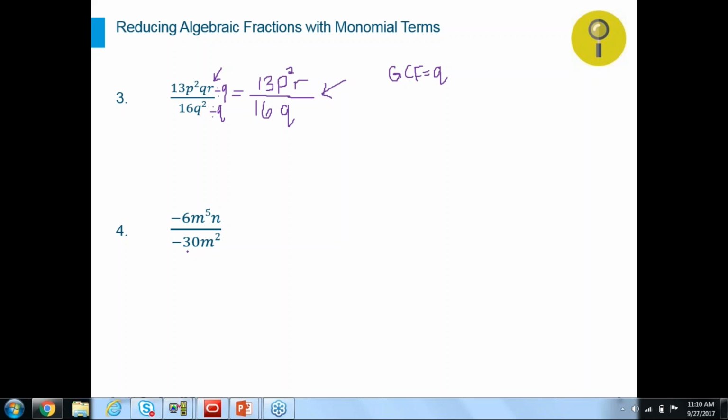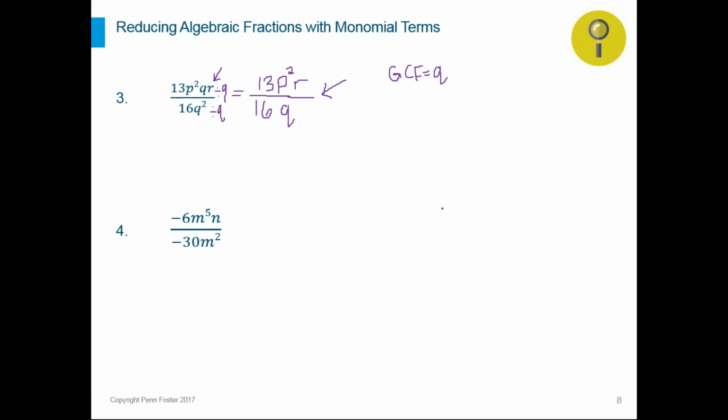Last question on this topic, and this is the one that's going to answer your question. Negative 6 m to the 5th n over negative 30 m squared. As for numbers, I'm looking for the greatest common factor between 6 and 30. So the greatest common factor is going to be 6, because with the multiplication table, we know that 6 times 5 is 30. So the greatest common factor will have a 6.